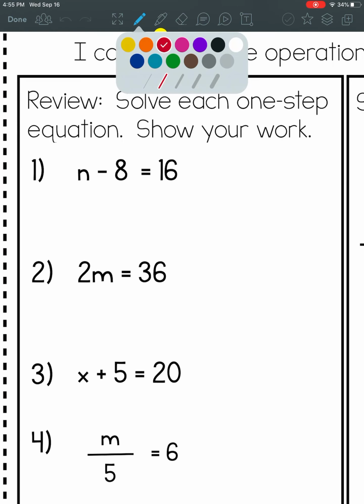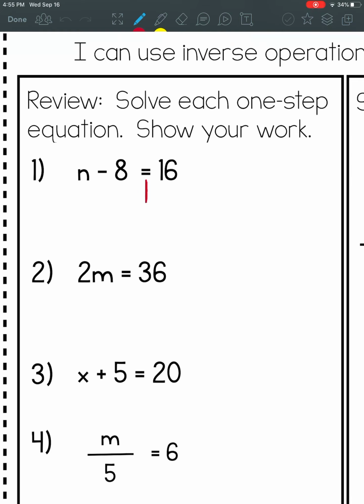So we have done one step, and over here in the top left box, we do have some review. So quick reminder, remember that your equal sign is the middle of your scale. So whatever you do to one side, you have to do the other. Find your variable, and our goal is to get that variable by itself.